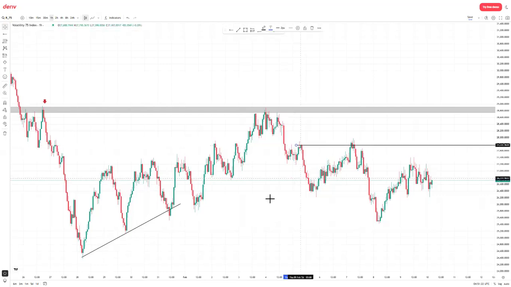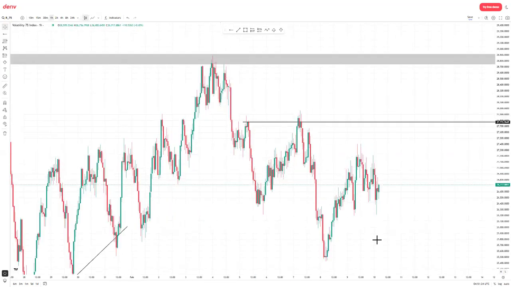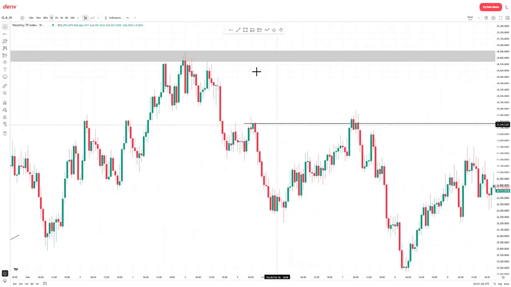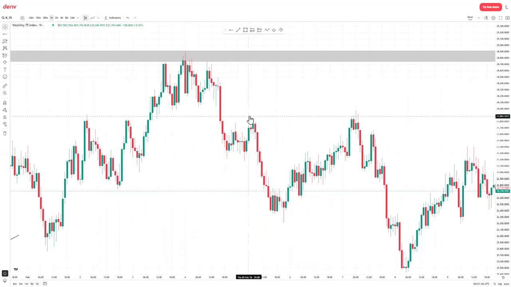Our resistance, how do we want to draw it? We want to mark it as a zone. If we mark this as a zone, you have to remove this one now. We mark it as a zone. When you mark the resistance as a zone, you need to cover the candlestick, the body of the candlestick, and the wick.